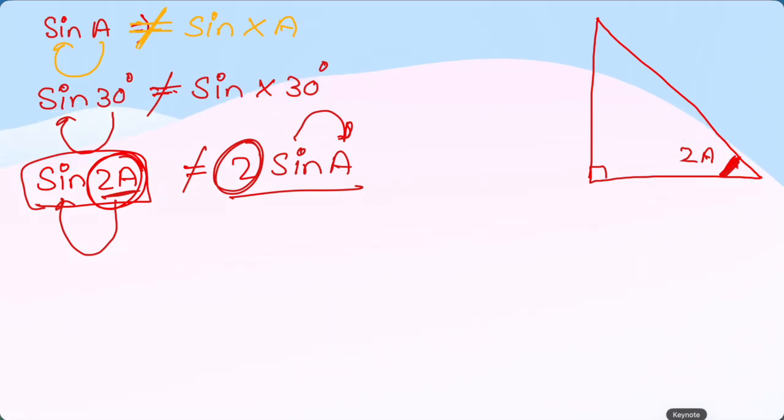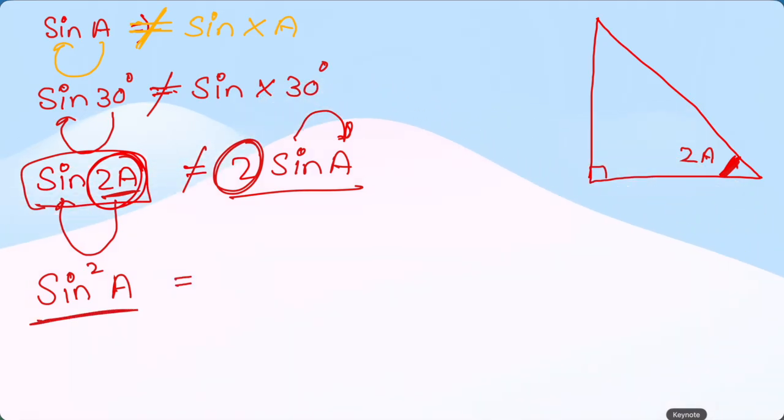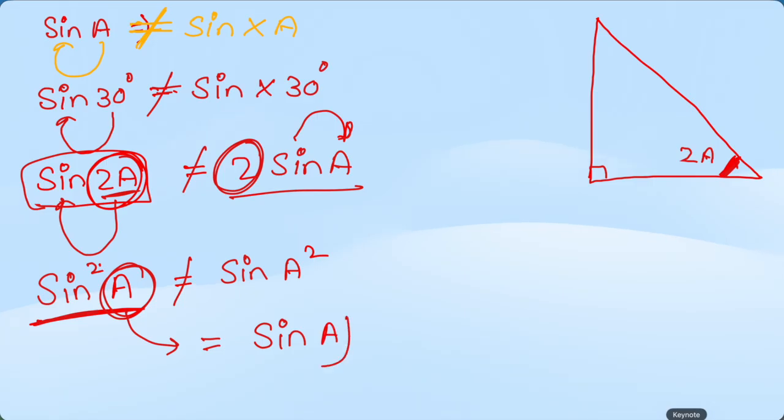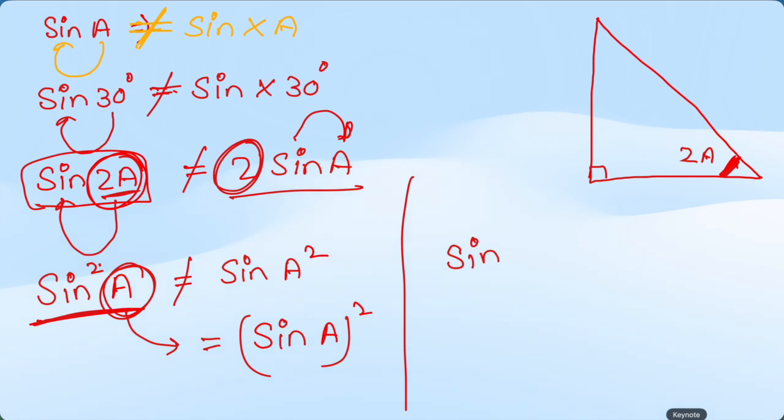One more thing that you will face, that sine A whole squared is written as sine squared A. What does it mean? It is not sine of A squared. Here the angle is A only and I am taking it 2 times. Means the same thing is multiplied 2 times, means sine A the whole square. Clear? Suppose I have sine 30 degree and 4 times.